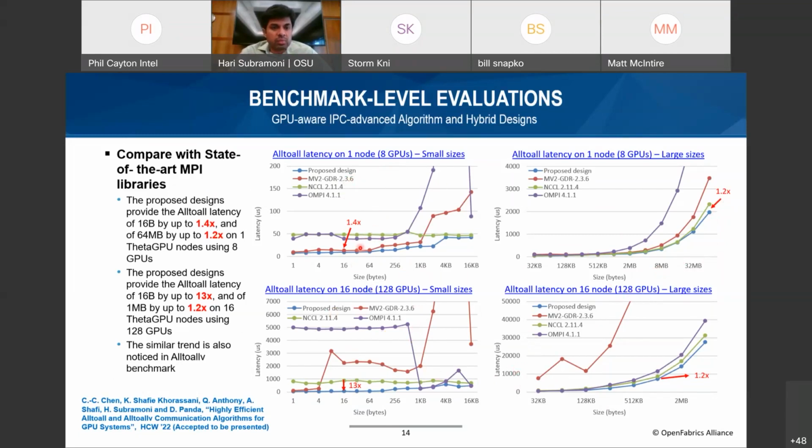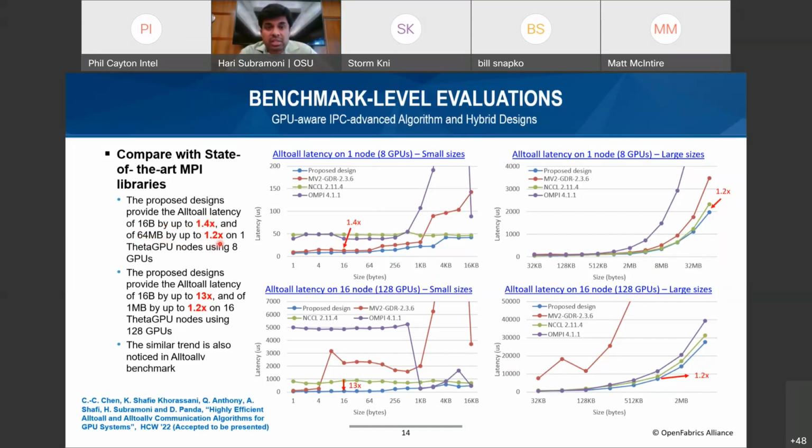including NCCL. So we see that the proposed designs provide all-to-all latency in the small message range which is 1.4 times better than state-of-the-art, and in the very large message range, about 1.2 times better than the other state-of-the-art communication runtimes.